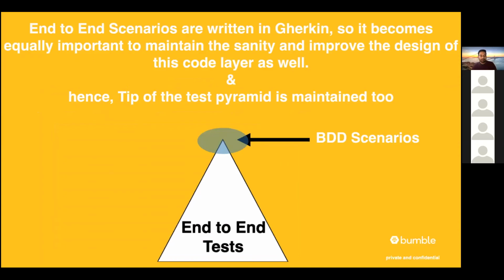And this brings me towards the end of my talk, actually. I should again mention that our end-to-end scenarios are written in Gherkin, which is also a programming language. So it becomes equally important for us to maintain its sanity. And when we maintain the sanity of the top layer, the design improvement will just flow beneath that layer as well. So hence the tip of the test pyramid is maintained too in this way.